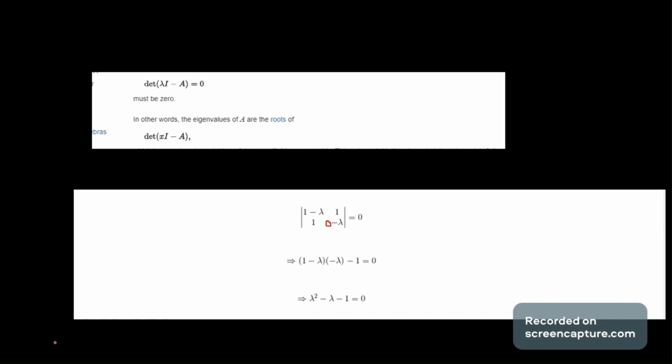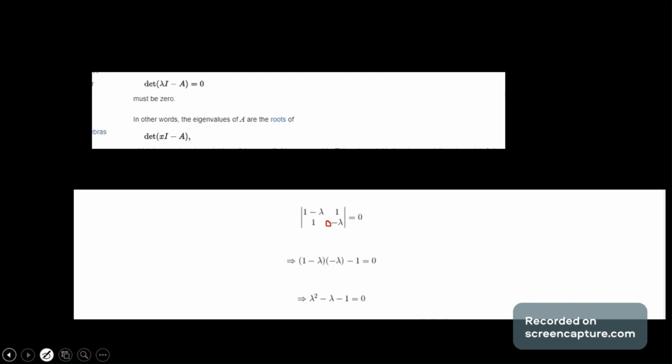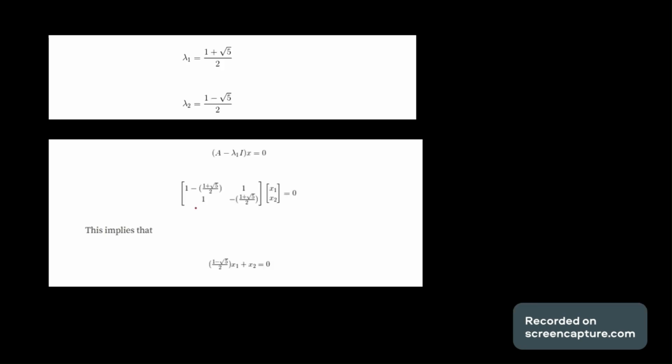So moving on, we'll have to solve this characteristic polynomial, and we get two values of lambda. Lambda 1 is 1 plus root 5 by 2, and lambda 2 is 1 minus root 5 by 2. And now I can substitute it back into the previous equation. So we have this, and I'm going to plug in the values of lambda, and I get something like this. Now, first of all, I'm going to consider lambda 1, and then move to lambda 2 as time comes. So I get an equation like this.